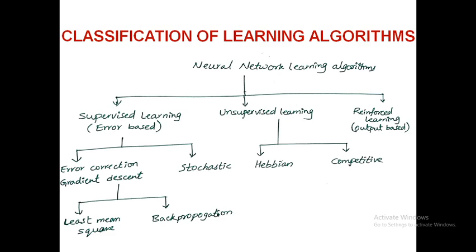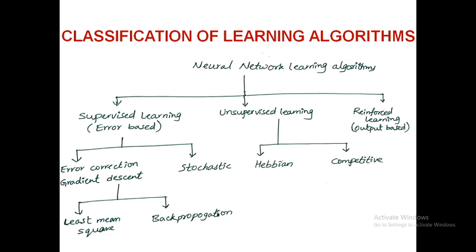So these are the classification of learning algorithms. What have we discussed? Generally, neural network learning algorithms or strategies are basically divided into supervised learning, unsupervised learning, and reinforced learning. The supervised learning is based on the error, and the reinforced learning method is based on the output. Again, supervised learning is divided into two categories: one is the error correction gradient descent method, another one is the stochastic method.